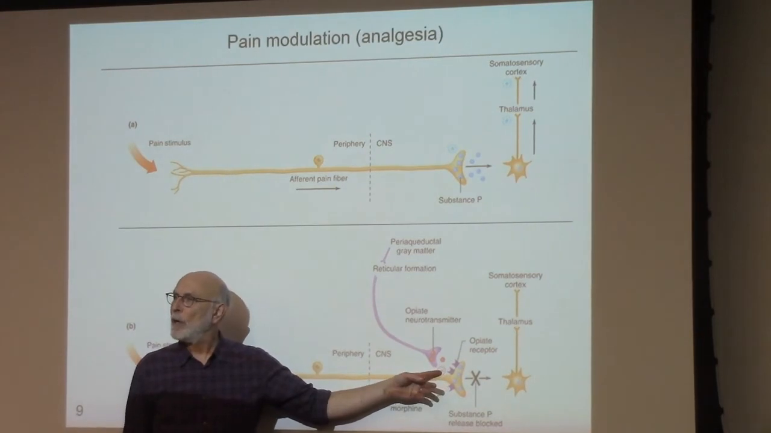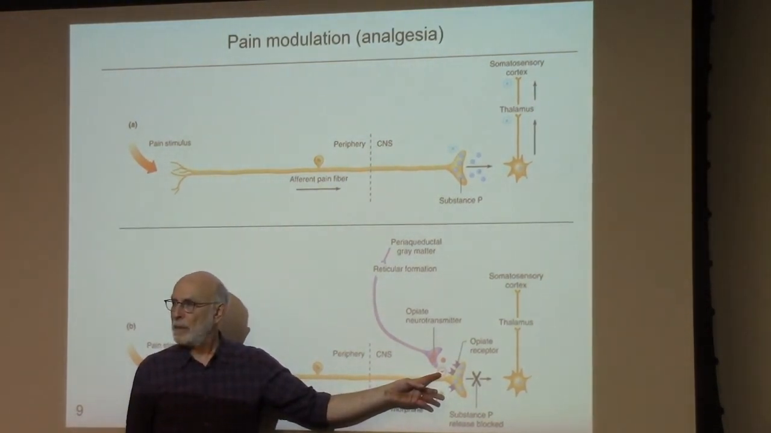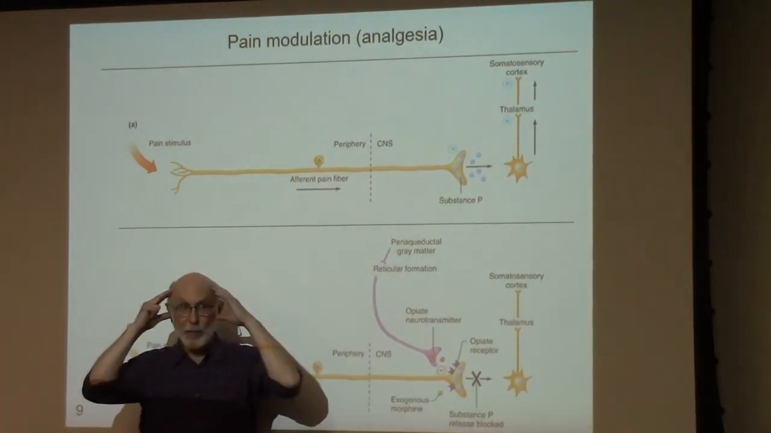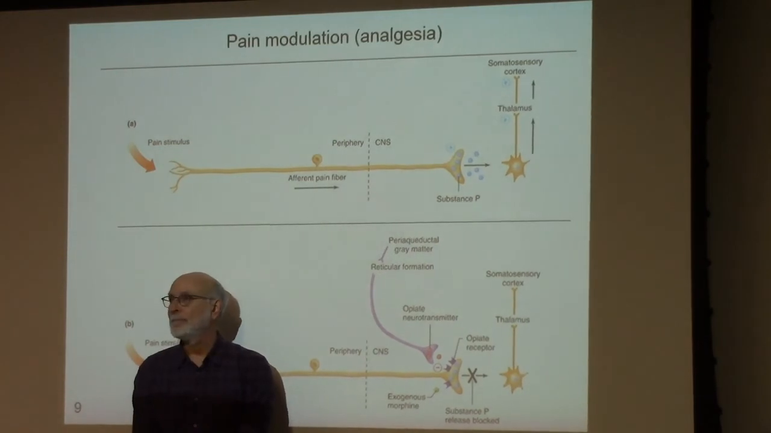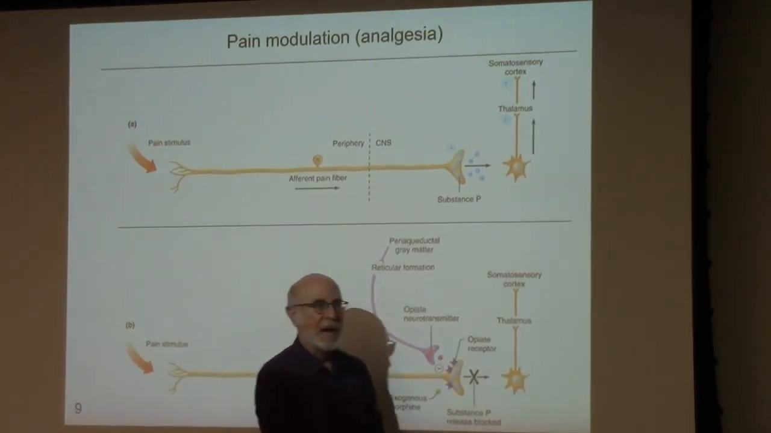Just to be clear, drugs like morphine are excellent painkillers, but they have other effects in the brain, not at the spinal cord, but in the brain, which is what causes addiction. And so they are not excellent drugs because of the addiction side effects.